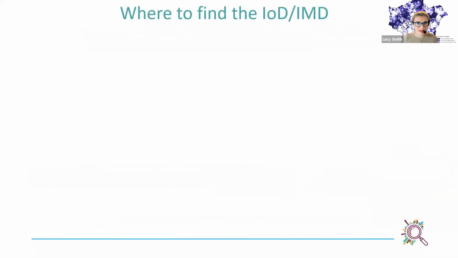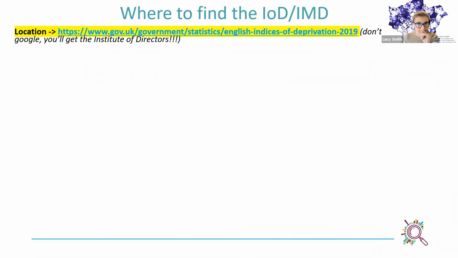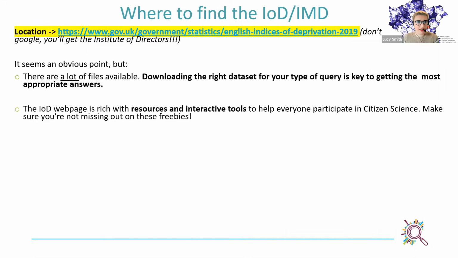So getting started, this might seem a bit obvious, but I'm going to go through it anyway. So here's the location, and there's a couple of things to note about this. There are a lot of files available, so downloading the right data set for your type of query is key to getting the most appropriate answers. The web page is also rich with resources and interactive tools to help everyone participate in citizen science. They're also quite well hidden. I don't know whether they were kind of going for an Easter egg hunt vibe there, but make sure that you're not missing out on those.